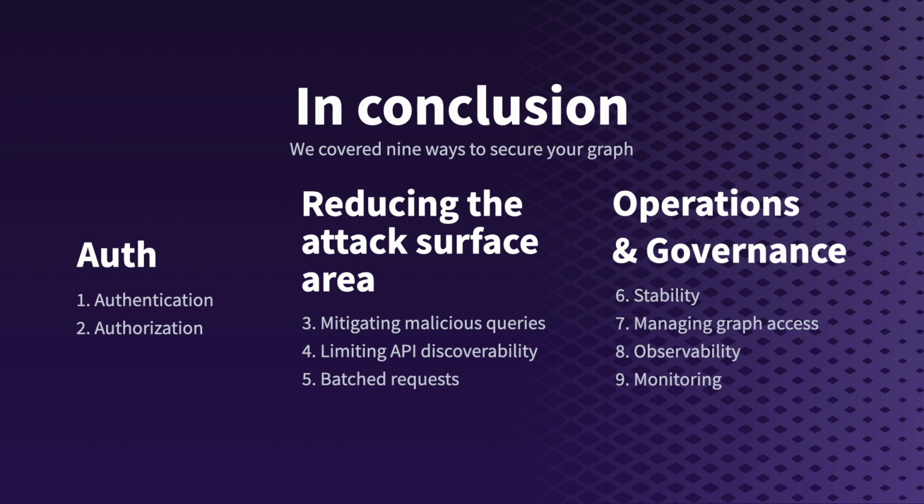And lastly, we talked about operations and governance. Ways to ensure that once your graph is up and running in production, the life cycle of evolving, monitoring, observing, and managing access to your graph runs smoothly. I hope this was helpful and that it inspired some ways to secure your graph in production.